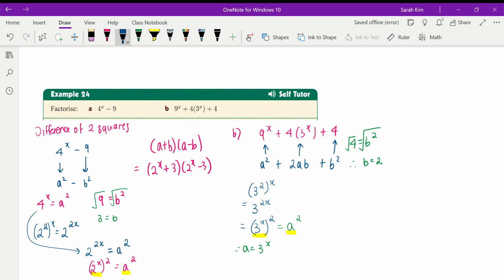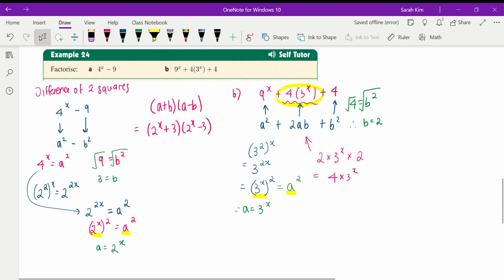So I've already found a and b, but I'm just going to confirm it for you to make sure that if I find 2ab, I get this answer. So if I just use my 2ab, let's give it a go. 2 times a, which is 3 to the power of x, times b, which is 2. So it's going to give me 4 times 3 to the power of x, which is exactly what I have over here. So I know that my answer for a and b is correct. Now all I have to do is write my final answer. So it's going to be simplified as a plus b squared, because that's what it factorizes to. So it's going to look like 3^x plus 2 squared, and that's it.